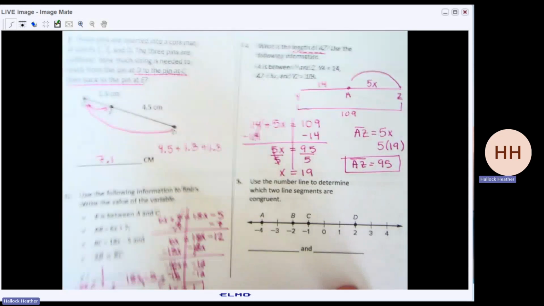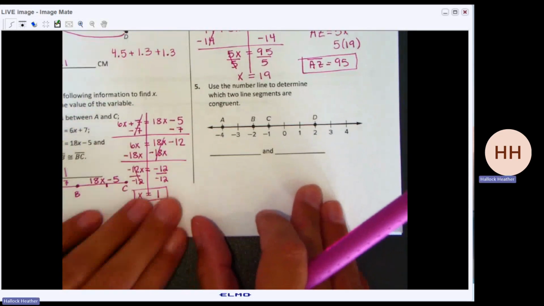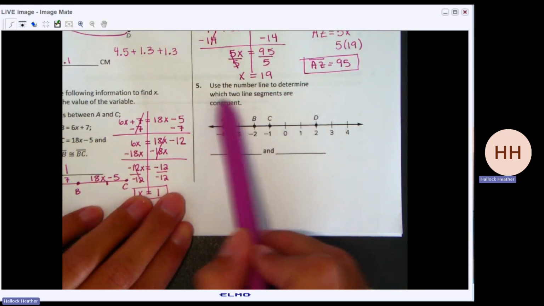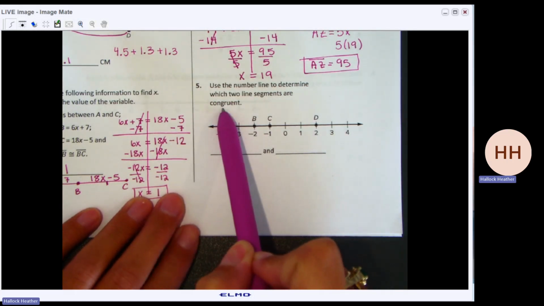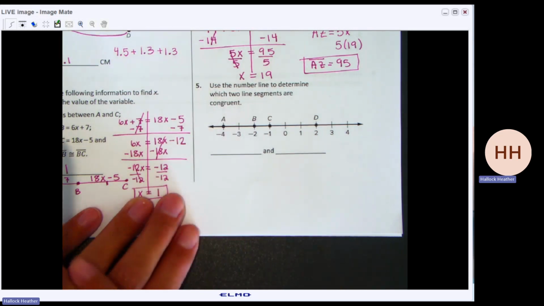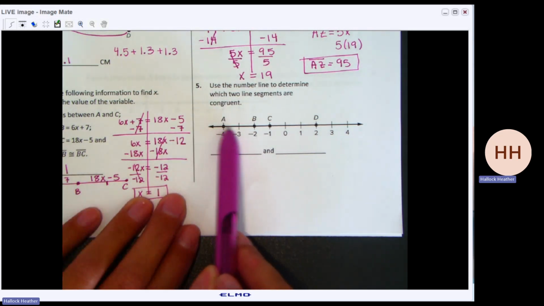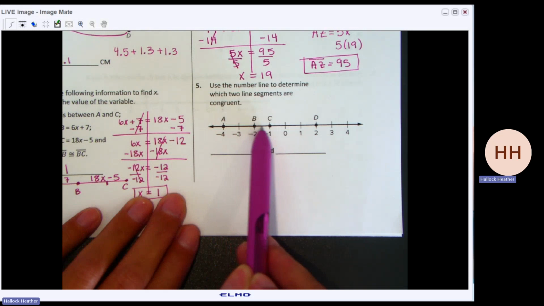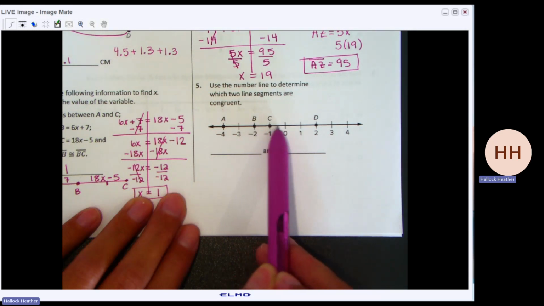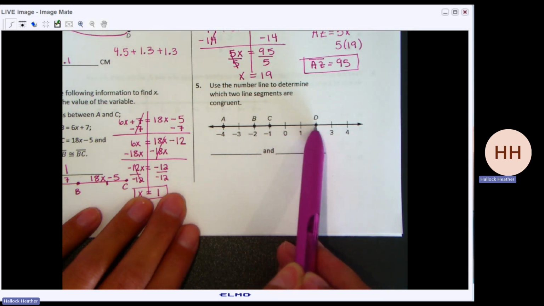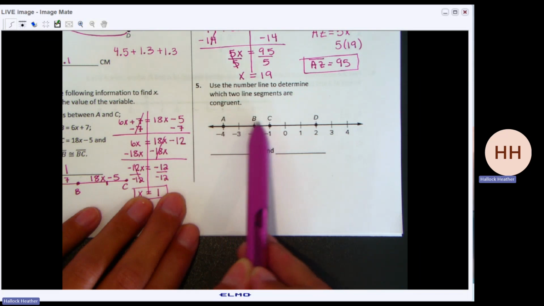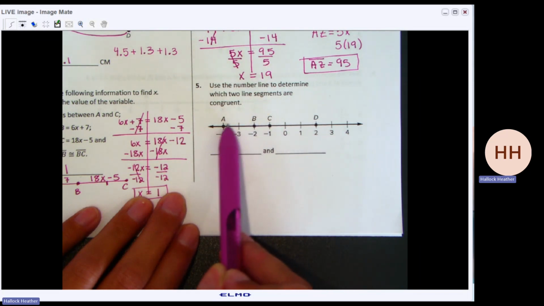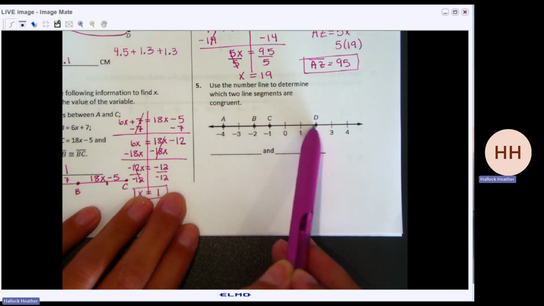For question 5, it says, use the number line to determine which two line segments are congruent. You're looking for two that are the same exact length in total. So if I look, I have AB, which represents 2, BC, which is 1, CD, which is 3. So I'm looking for something that's congruent. You don't have to go just from A to B. I could also go from A to D. A to D is the longest, so nothing's going to be congruent with that.